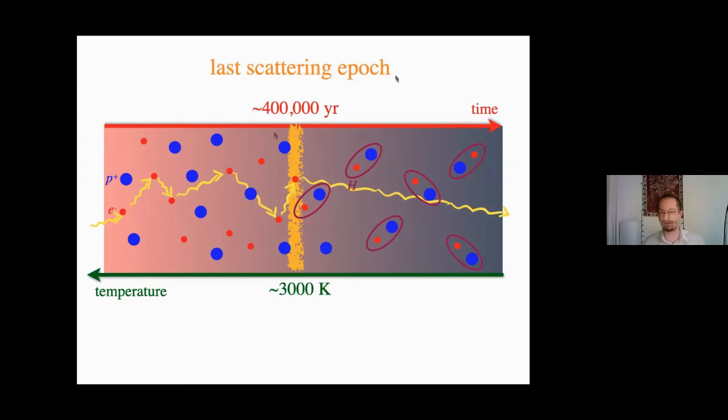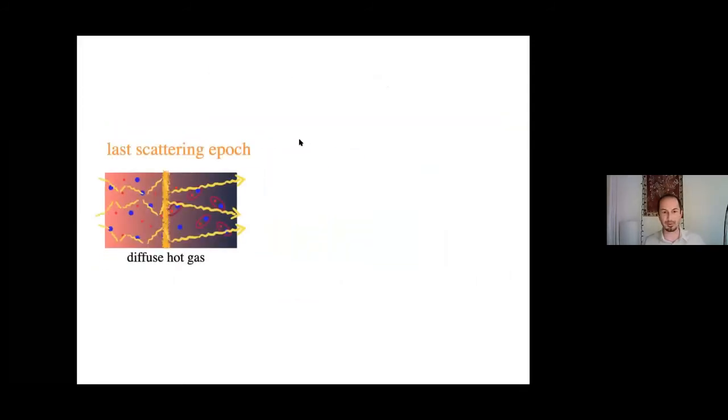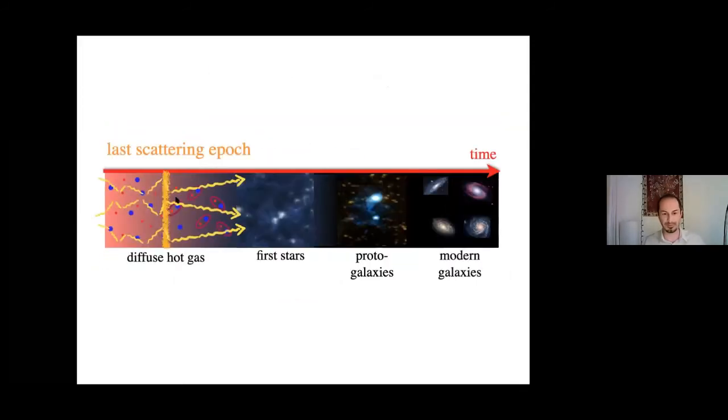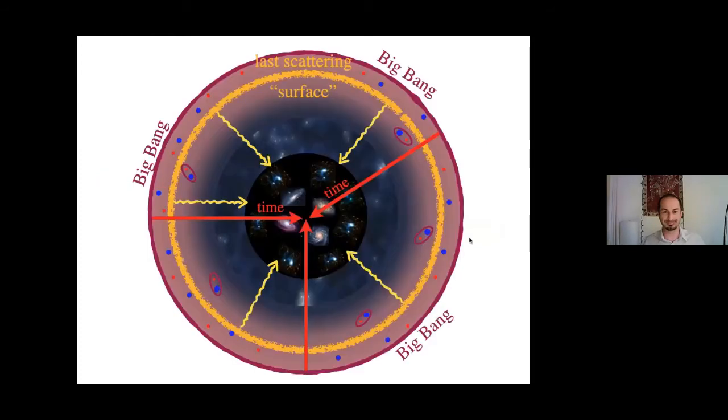This is the last scatter. If we put this in a bigger context, these photons travel through time and space, through the formation of the first stars, first galaxies, etc., all the way to us.